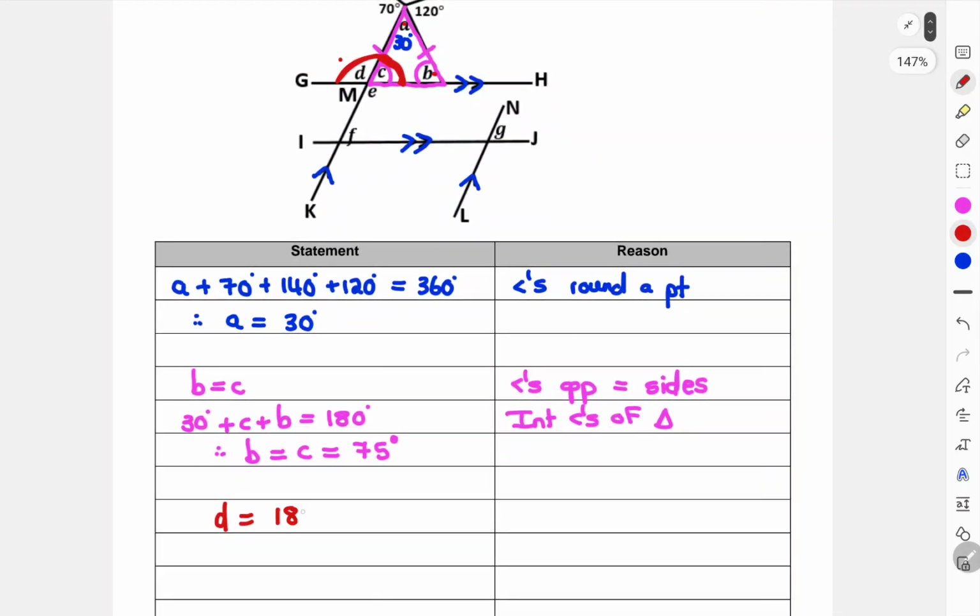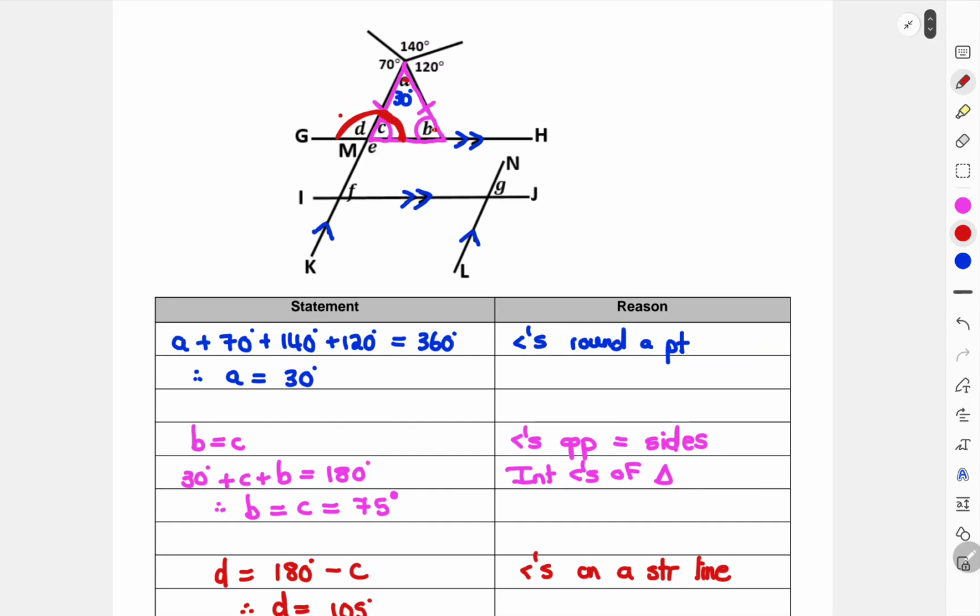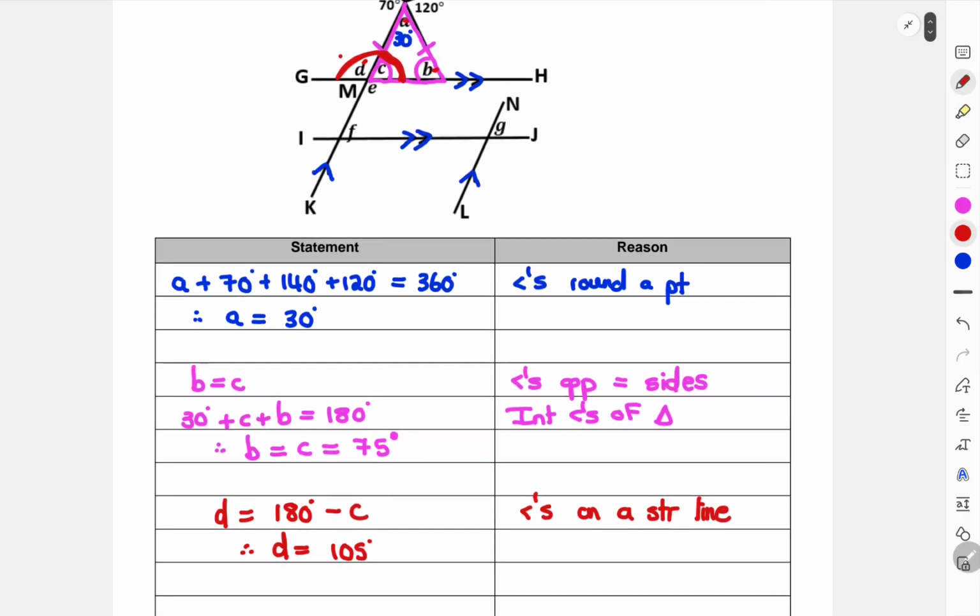So I'm going to say D is equal to 180 minus C because of angles on a straight line. And thus, we already worked out C. So 180 minus 75 gives you 105. So again, like I said, your teacher will follow what you are doing. You could have used A plus B is equal to D because of exterior angles of a triangle as well.